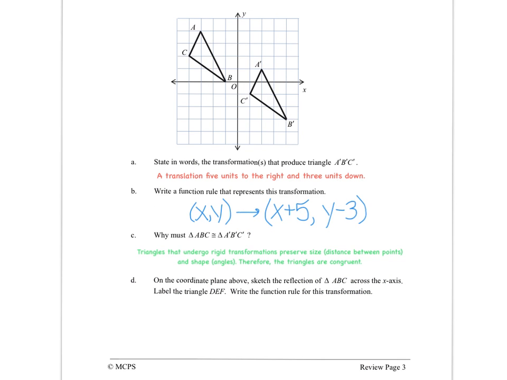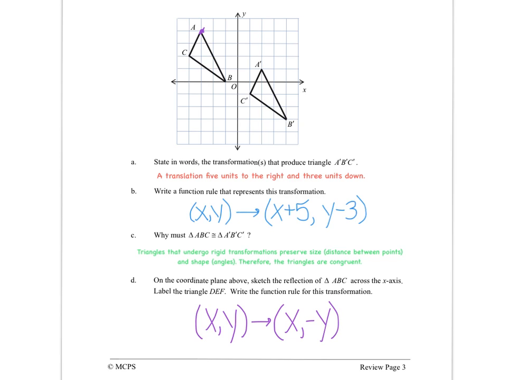Finally, on the coordinate plane above, sketch the reflection of triangle ABC across the x-axis. Label the triangle DEF and write the function rule for this transformation. So if we're going to sketch a reflection across the x-axis, we have to remember this is the x-axis, and therefore only our y values are going to be changing. So the function rule in general, let's start with that, is going to be (x, y) becomes (x, -y).